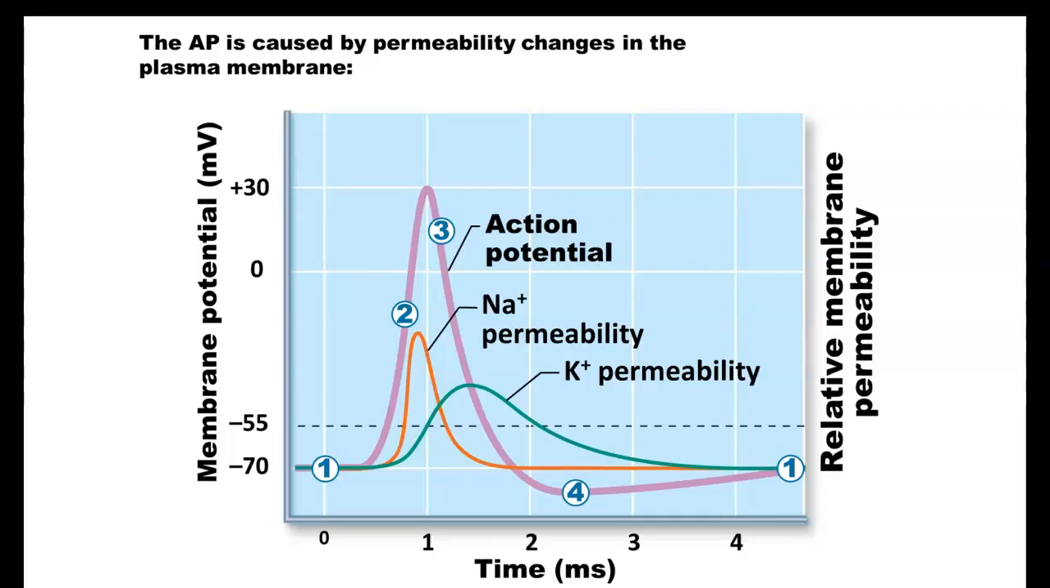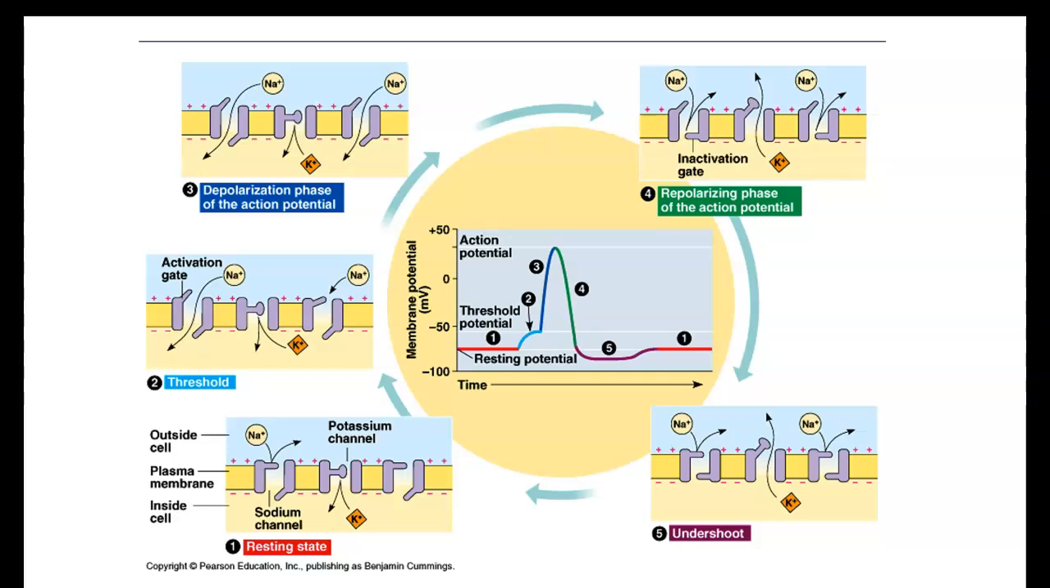So action potential is going to be caused by permeability changes in the plasma membrane. And so here's what's coming in. Right around step 2, you can see how sodium permeability is going to be the highest. And then as you're coming down off of step 3 to step 4, you're going to see that potassium permeability is going to be at its highest.